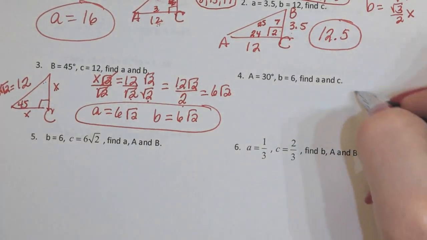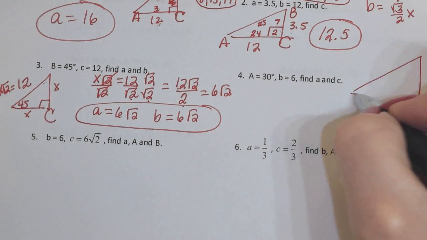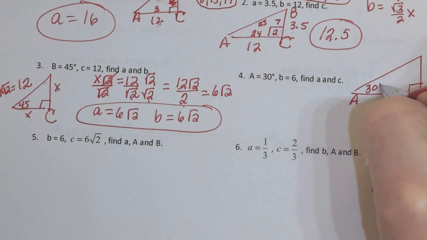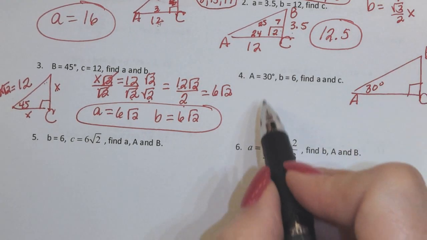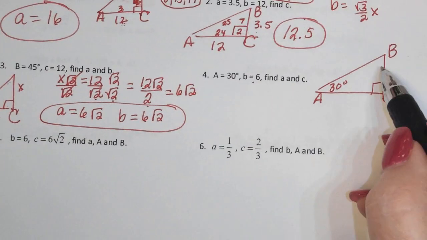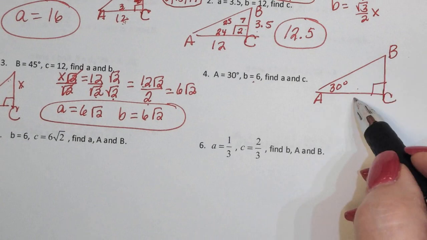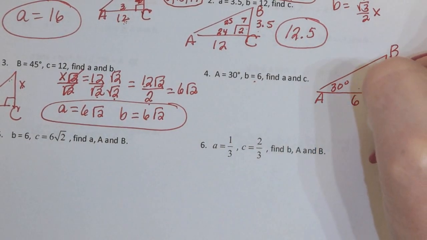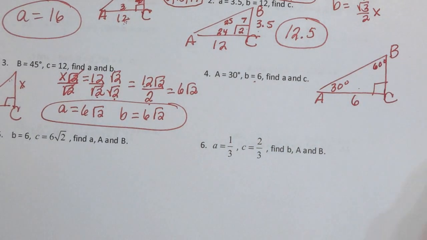All right, let's draw a picture for this one. C is always the right angle. We'll put A here. That's 30 degrees. Put B here. Side B is the side across from angle B. So they're telling us that this side is 6. This is also 60 degrees.